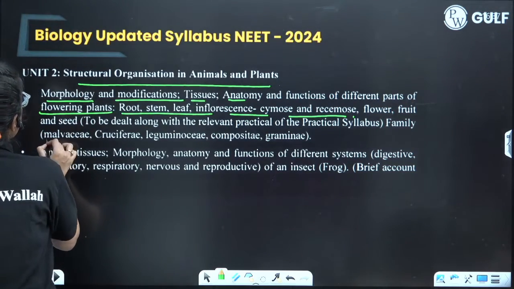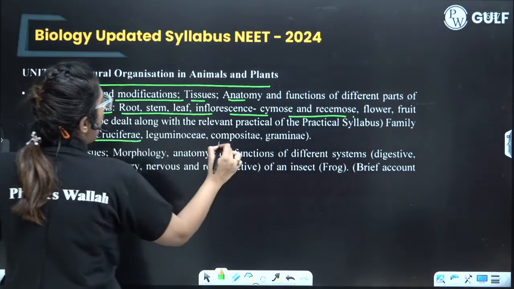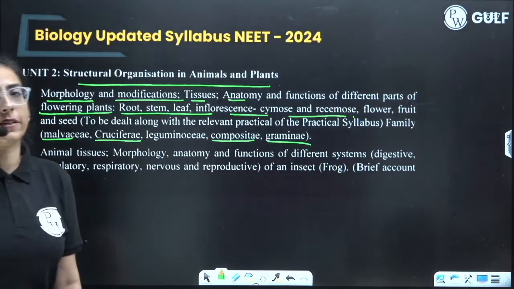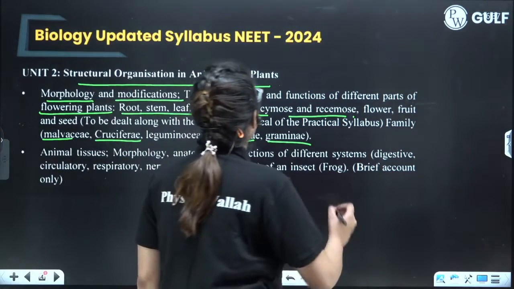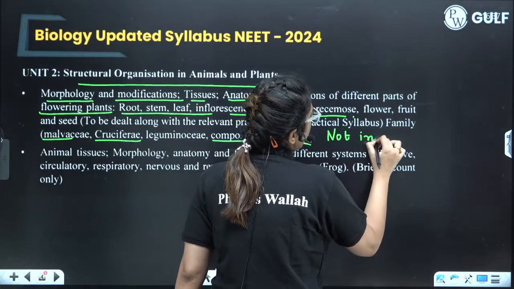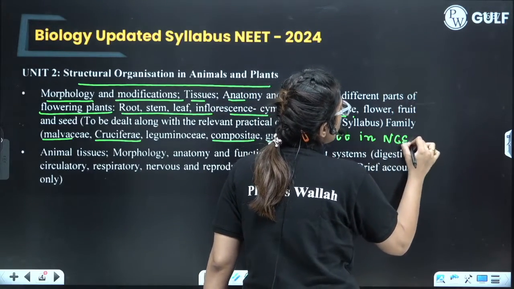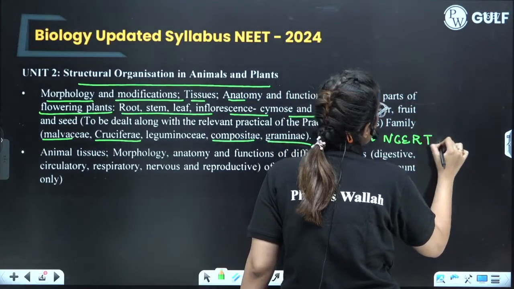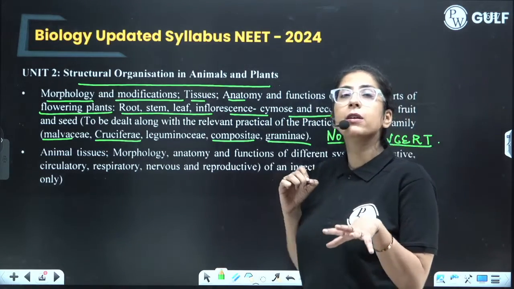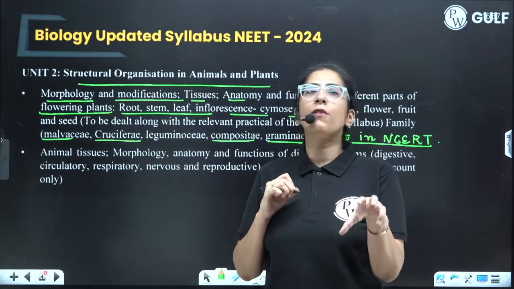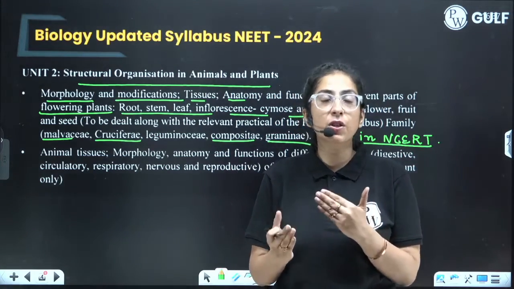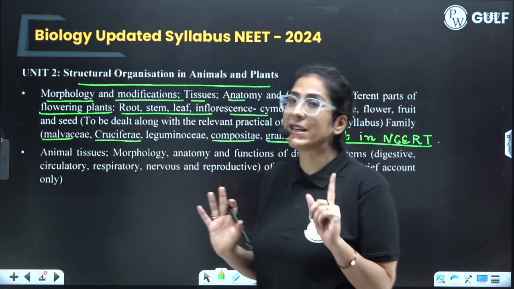Some families, Malvaceae, Cruciferae, Compositae, Gramineae, these are the extra classes which are being added. These things are not in NCERT. So you have to read this from outside, and this is going to be super interesting, and will require lots of your attention, because different families will have different features, so you have to read these topics in detail.